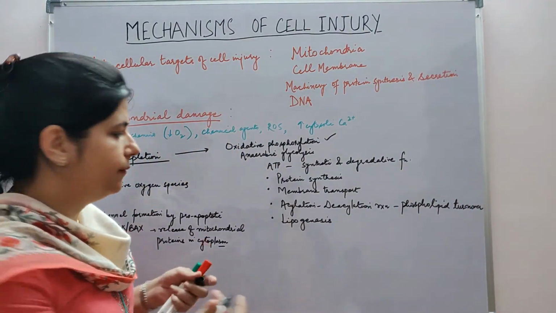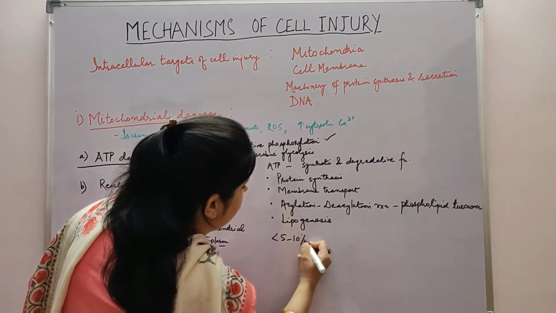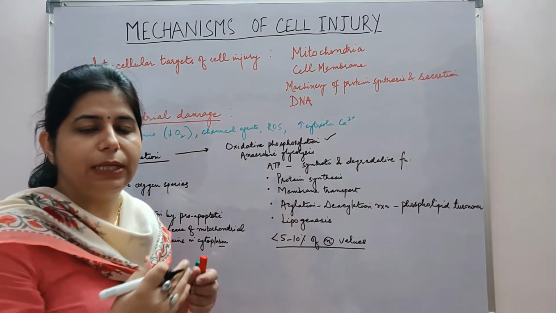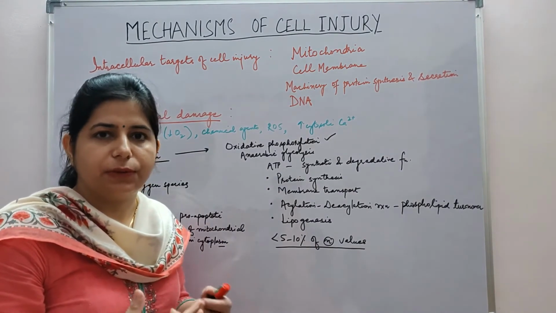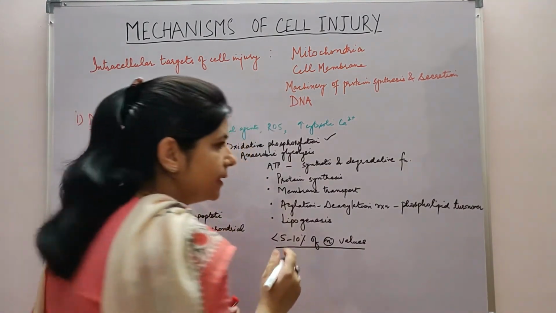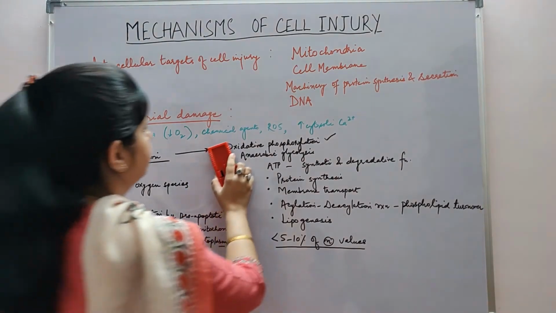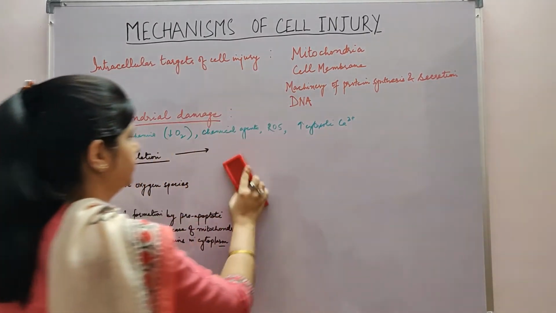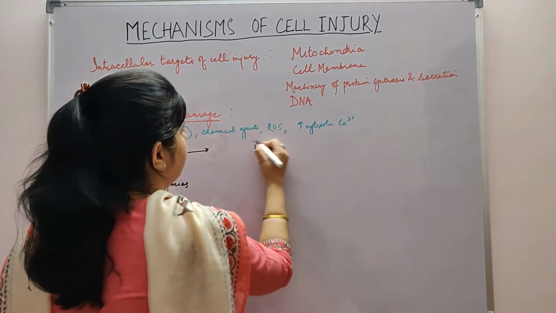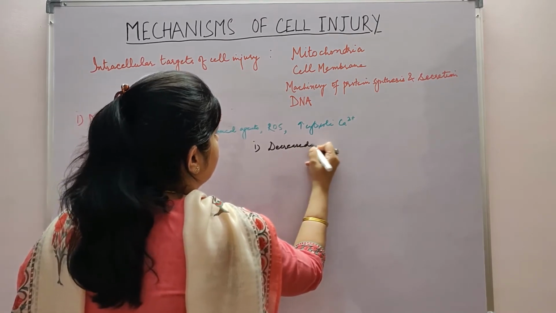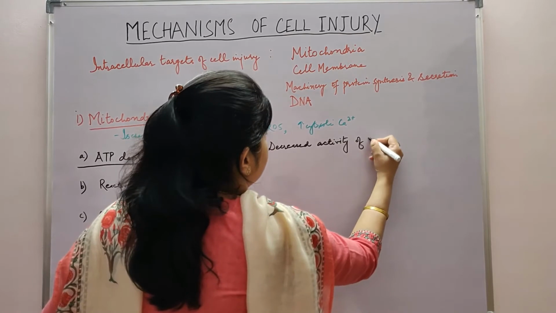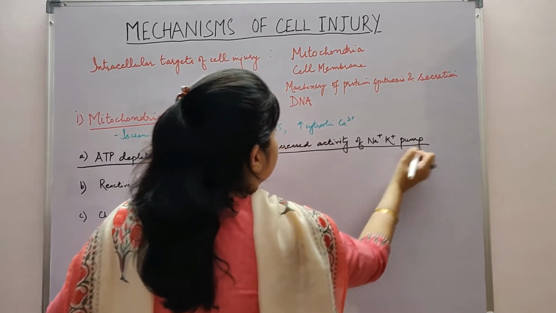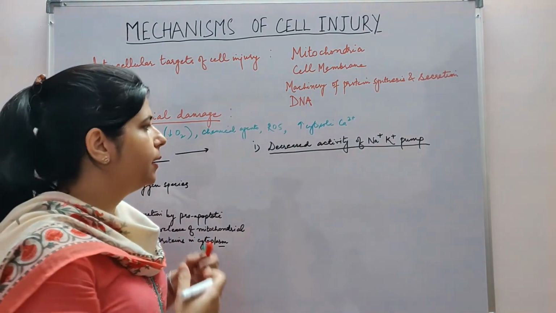So what happens when the ATP levels fall below 5 to 10% of the normal values? This leads to a variety of deleterious effects on the cellular functions. Let us study them one by one. First, there is decreased activity of the sodium potassium pump. This pump requires ATP for its normal function.